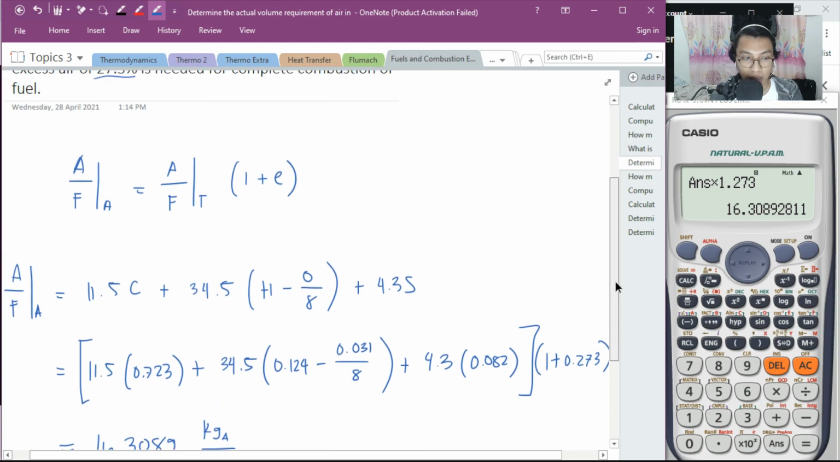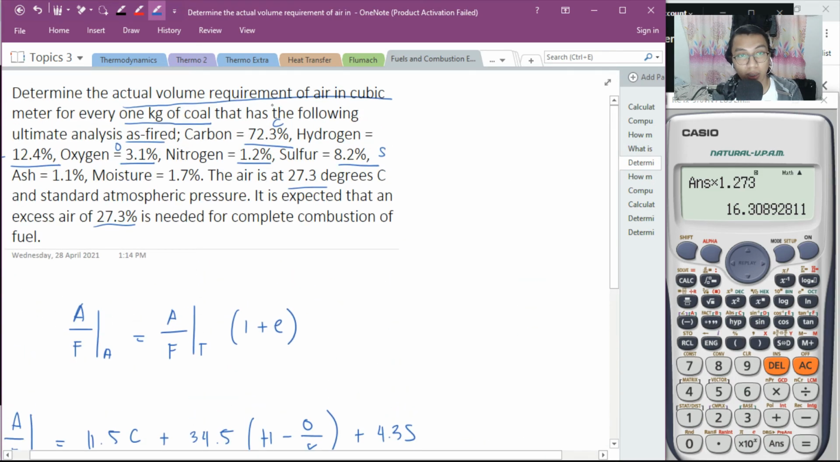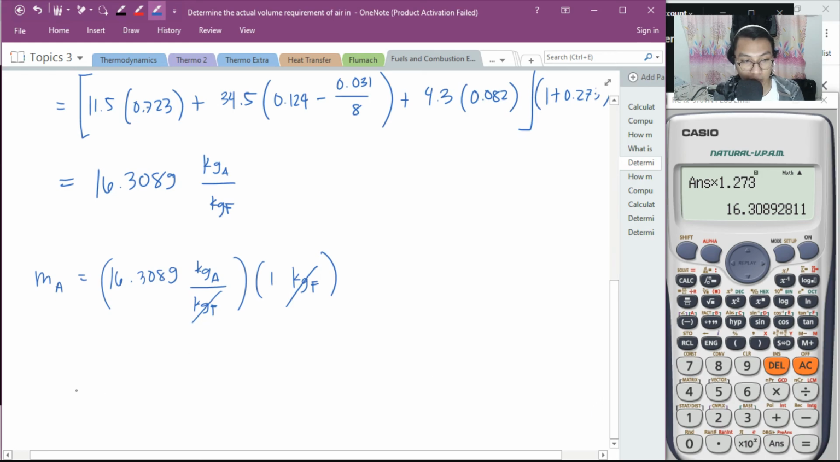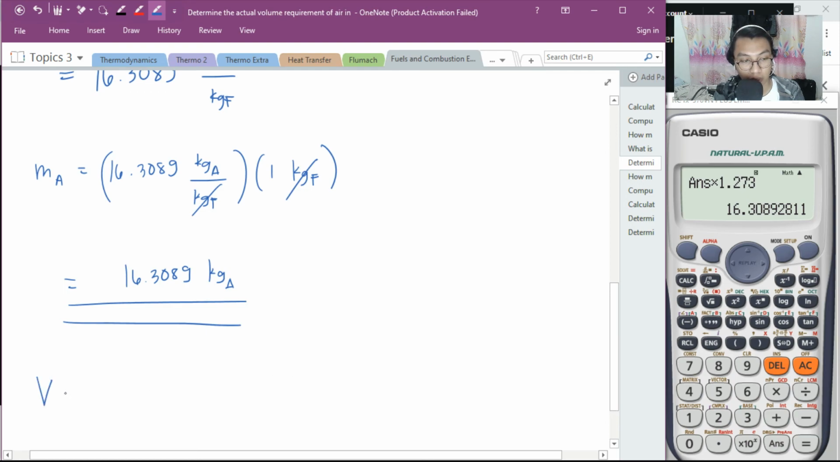Okay. Ang sinabi dyan, meron kang actual volume requirement of air for every 1 kilogram of coal. So, ito, pwede na nating mahanap yung mass of air. Okay, the mass of air for every kilogram of fuel, 16.3089 kilogram air per kilogram fuel. Multiply mo nung 1 kilogram ng fuel para ma-cancel mo yung kilogram of fuel. Nakuha mo na yung mass ng air. Oh, the mass of air is 16.3089 kilograms air. Okay na to, as is na yan.